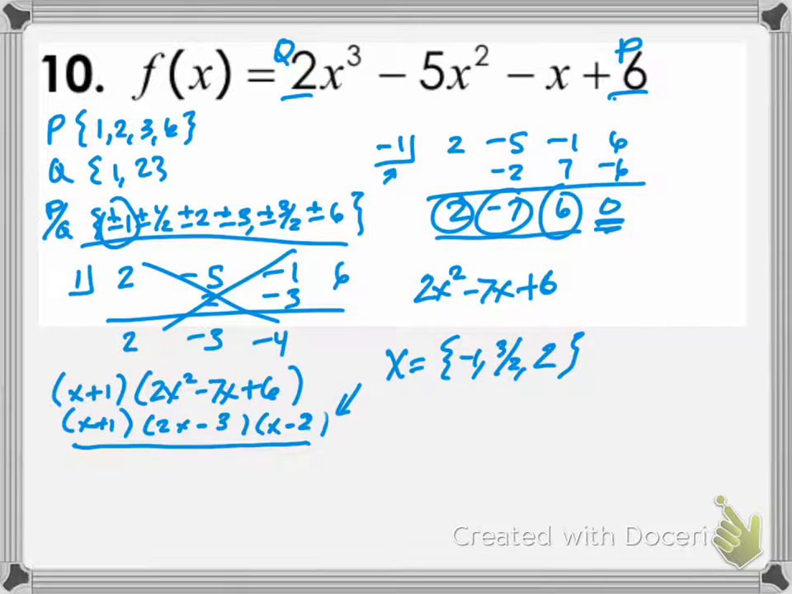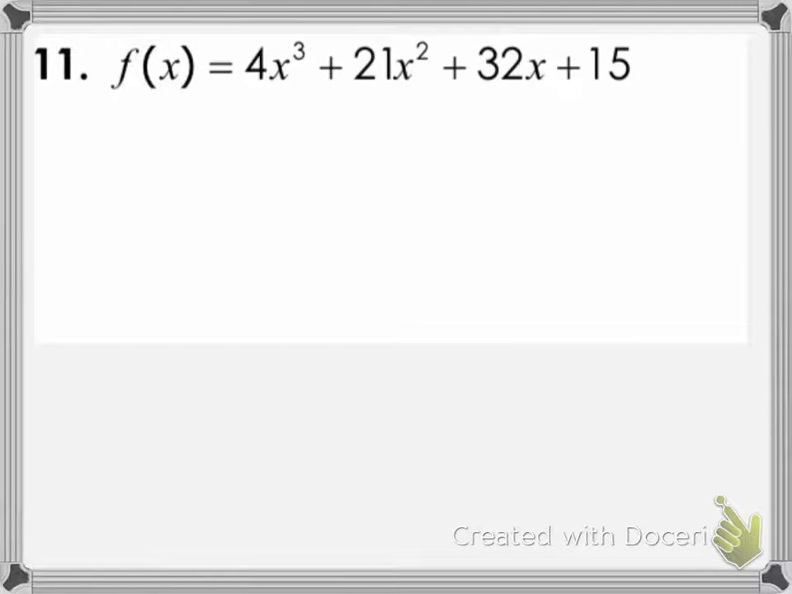All right, so by using P over Q, we found one possible zero. You have to understand, we're just guessing. What could I start with to try to find a factor? But we're using P over Q to guess. Let's do one more. Let's see. Should we do 11?